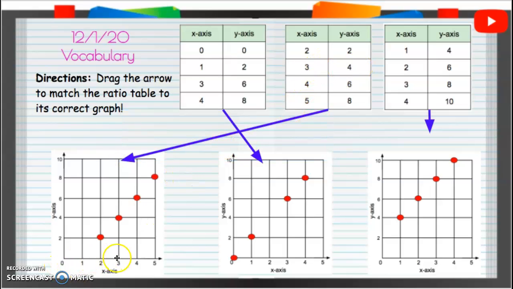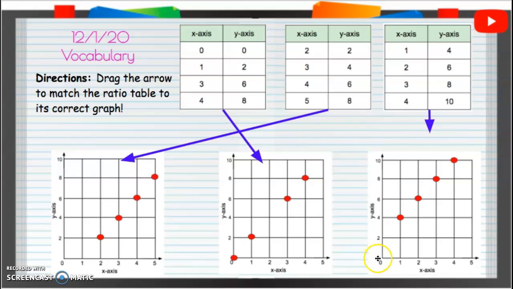3 and then 4, over 3 up to that 4, yep. Over 4 up to 6, over 4 up to 6, yep. Over 5 up 8, over 5 up 8, yep. And that is good to go. Let's double check this one.